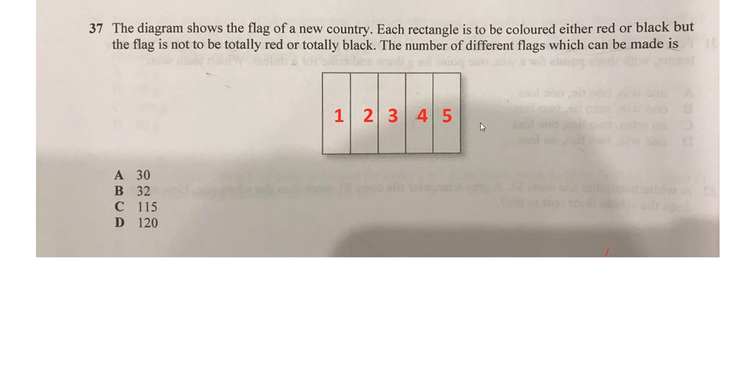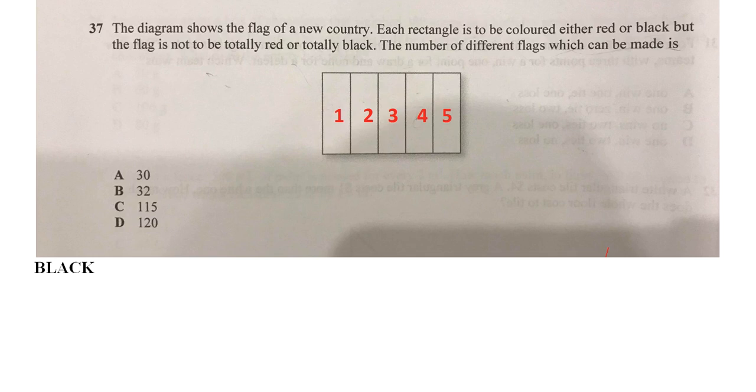Alright, so the first thing I've done is I've labelled the small rectangles inside the flag, numbers 1, 2, 3, 4, 5, so we can easily track them. What I would do to solve this first of all would be to make a list. So let's first count the number of flags that would be partly black.